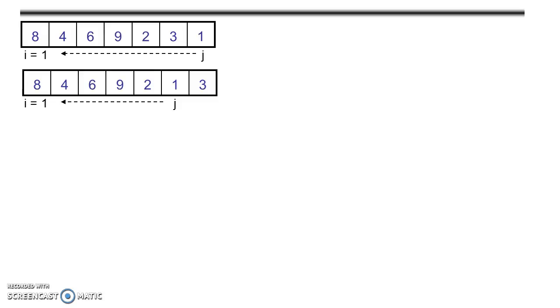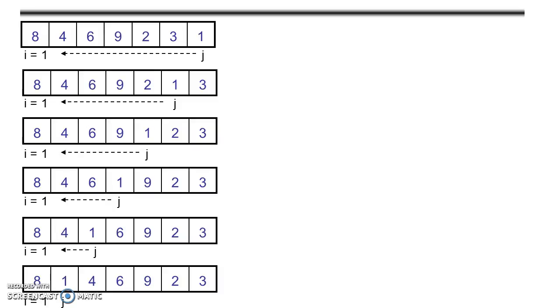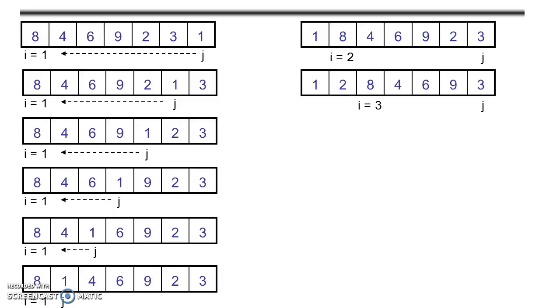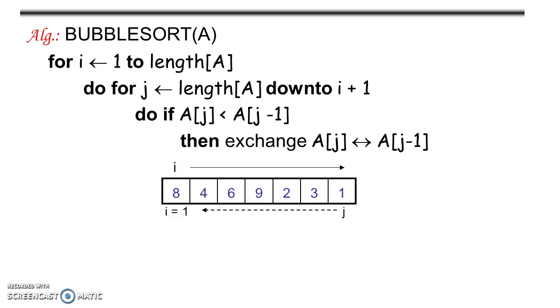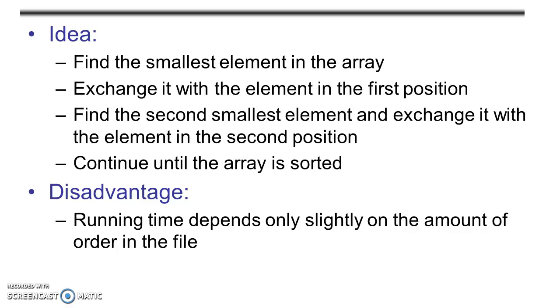The algorithm goes like this. You can see the various passes. Algorithm for bubble sort: for i pointing to 1 to length of A, the array, do for j, exchange the elements if A of j is less than A of j minus 1, and so on until all the elements in the array are sorted.